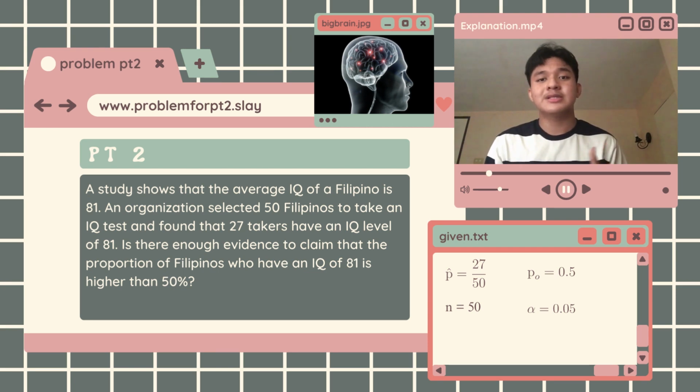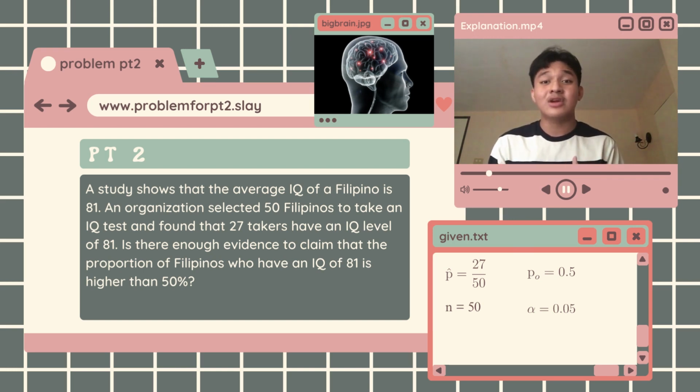This time, we will be dealing with a problem that would revolve around hypothesis testing involving population proportion. Here's the problem. A study shows that the average IQ of a Filipino is 81. An organization selected 50 Filipinos to take an IQ test and found that 27 takers have an IQ level of 81. Is there enough evidence to claim that the proportion of Filipinos who have an IQ of 81 is higher than 50%? To answer that question, the first step is to identify the relevant information from the given problem.